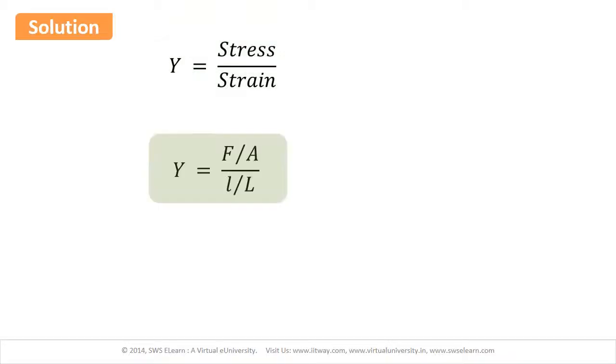First, we write the equation for Young's modulus. Y equal to stress upon strain equal to force divided by area and the whole divided by small l upon capital L. We rewrite this equation and get Y equal to force multiplied by length of the wire divided by extension in the wire l into area, and therefore Y is equal to F into L divided by l into pi r square.